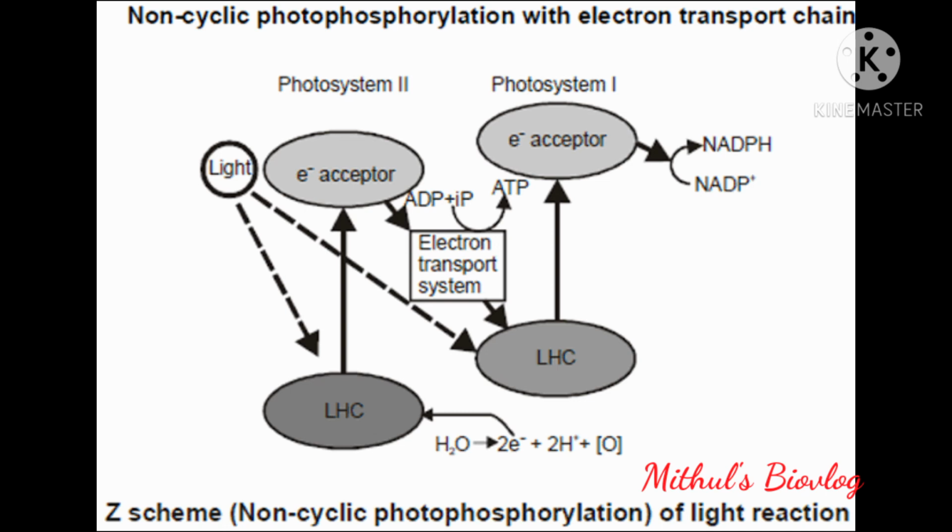Then this process is also called the Z scheme of light reaction, in the sense that there is a Z shape in the movement of the electron. You can see there is a Z shape of movement of the electron. Okay children, I hope it is very clear to you now.